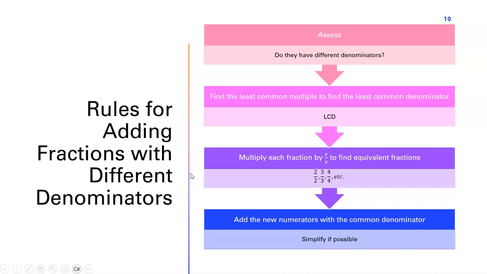There are rules for adding fractions with different denominators, so you need to assess, do they actually have different denominators or the same denominator? Then if they do have different denominators, you need to find the least common multiple between the two numbers, and that will give you the least common denominator, also known as the LCD. And then you'll multiply each fraction by x over x. This is just like a fancy number 1. And here's some examples like 2 over 2, 3 over 3, 4 over 4, whatever you need to do to get your common denominator. And this will give you equivalent fractions. And finally, you can add your new fractions, add your new numerators with your common denominator.